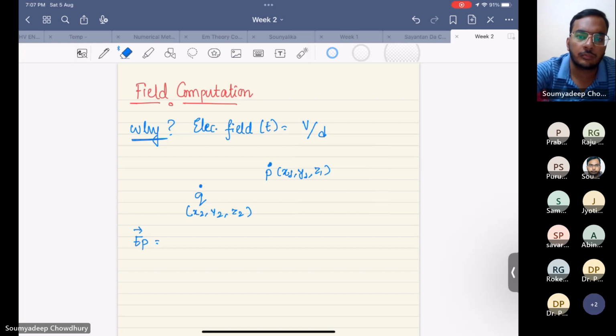Q1, Q2 divided by 4 pi epsilon R square. What is Q1 and Q2? There is only one charge. One charge is there and we want the electric field at one point. How will you calculate it? Can you tell?